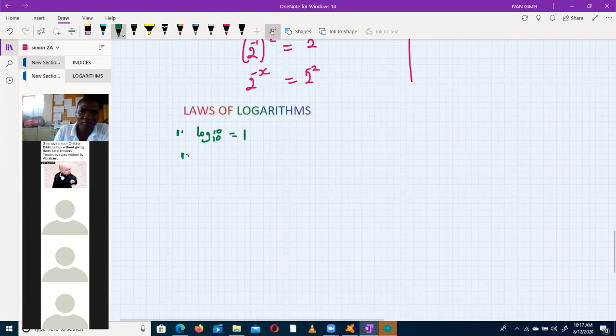log of any number to the base of the same number must give us 1. So if I find maybe log of 10 base 10, log of 2 base 2, log of 3 base 3, log of 4 base 4, it will always give us 1, because any number raised to the power of 1 will always remain the same number. I think you know that. So this is the first law that we're looking at, and we've seen that from the previous work.